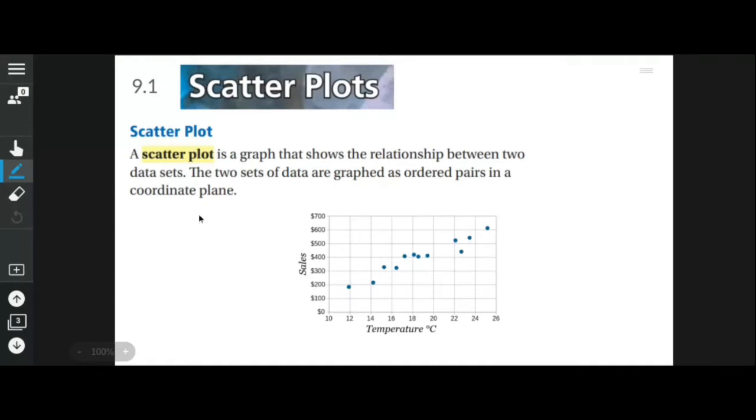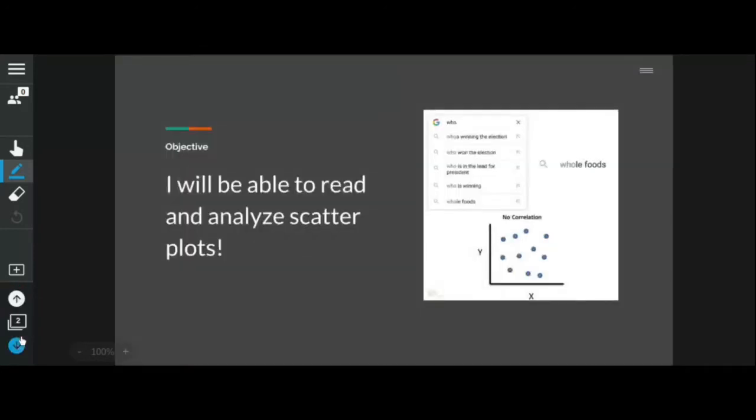That's what a scatter plot does. It takes two pieces of information. It graphs it out so that you can make predictions of certain events and say relations between the two data points. So again, it seems to me that the higher the temperature goes, the more money people make. And I went the wrong way.